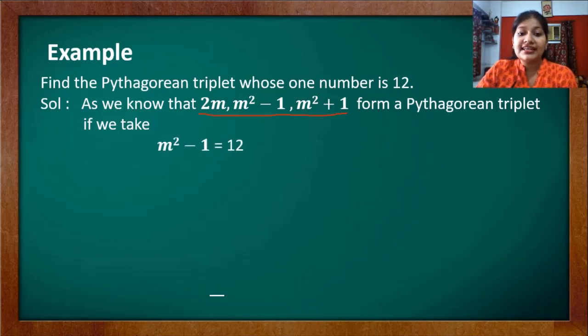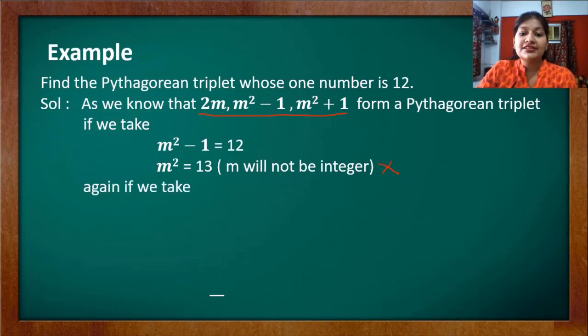So if we take any one of the three, like if I start with m square minus 1 equals 12, because these three terms represent the three terms of a Pythagorean triplet. I assume m square minus 1 is 12. So I equate it: m square is 1 plus 12, the 1 being transposed, I will get 13. And you know that 13 is not a perfect square, so the value of m will not be an integer. So this case will not solve my purpose.